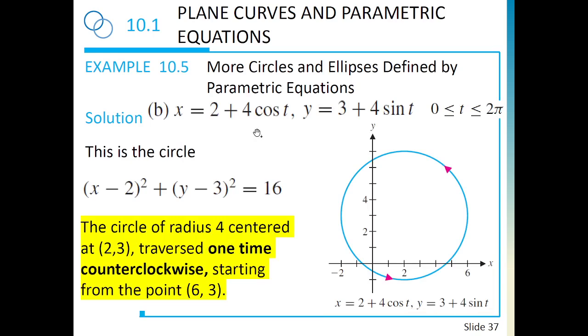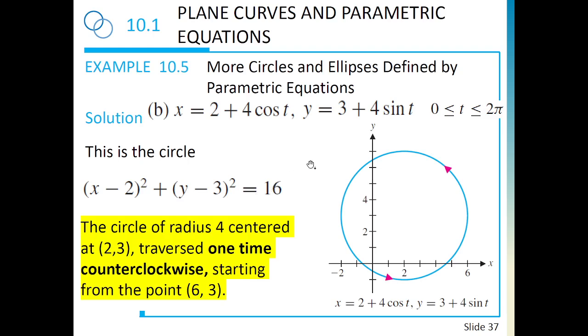Now, as we said, we suspected that the second curve was a circle, so x minus 2 is equal to 4 cos and y minus 3 is equal to 4 sine, so we square everything and we get this expression here. So it is a circle centered at 2, 3, so x is 2, y is 3, that's the center, and the radius is radical 16, so it's 4. So we get a circle centered at 2, 3, and radius 4.